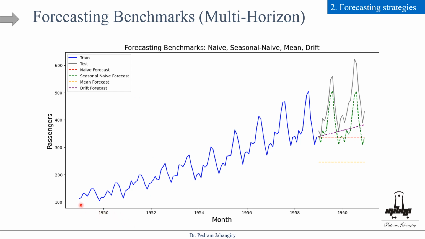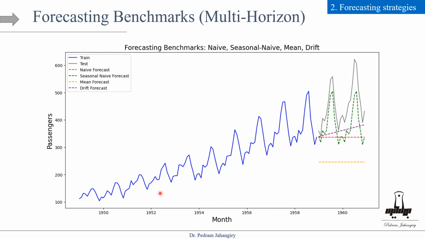So drift forecaster, as I said earlier, it's as if you're connecting this point to this point, the beginning and the end, and then simply drawing a line and extrapolating it. This is actually going to be better than the mean forecaster or naive forecaster, simply because it's showing the upward sloping trend into the future, right? So this is a more fair benchmark. I would consider this one.